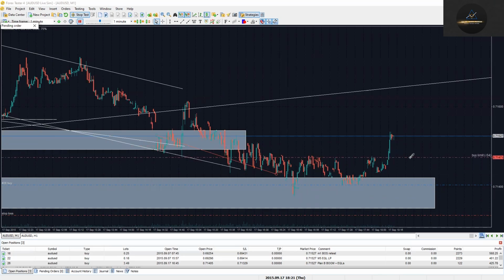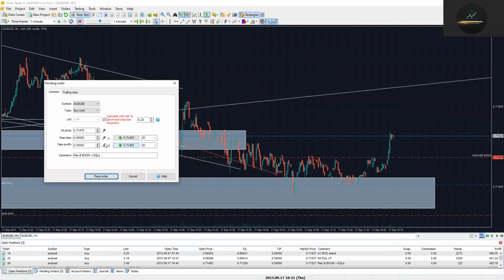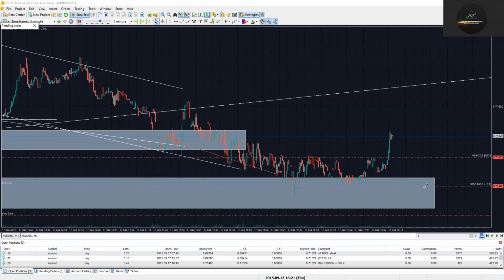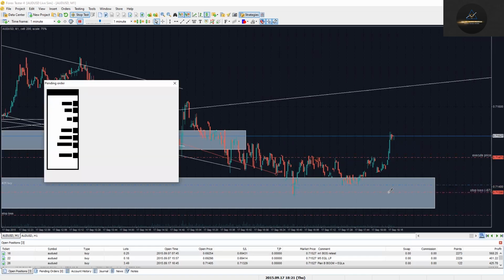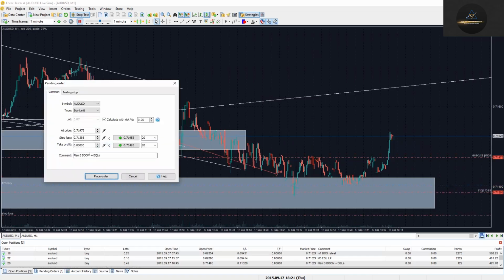And we do it all over again. So how many pips is this? 5.26. Okay, stop loss. Yeah, I'm gonna just do 6.8. Have to stop around here. No TP, plan B, equal lows plus breaker structure, M1 breaker structure.